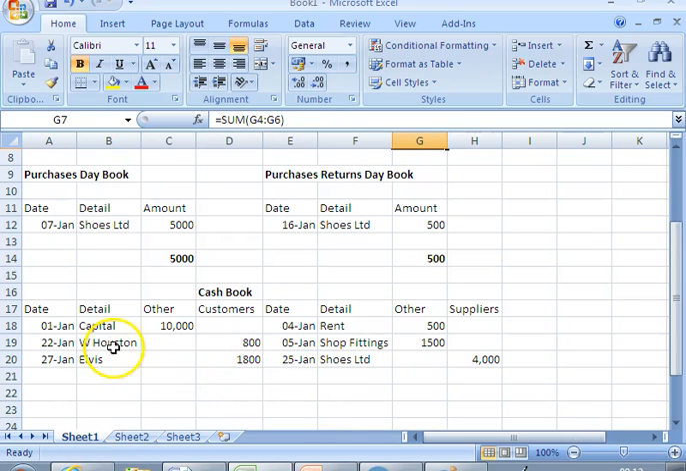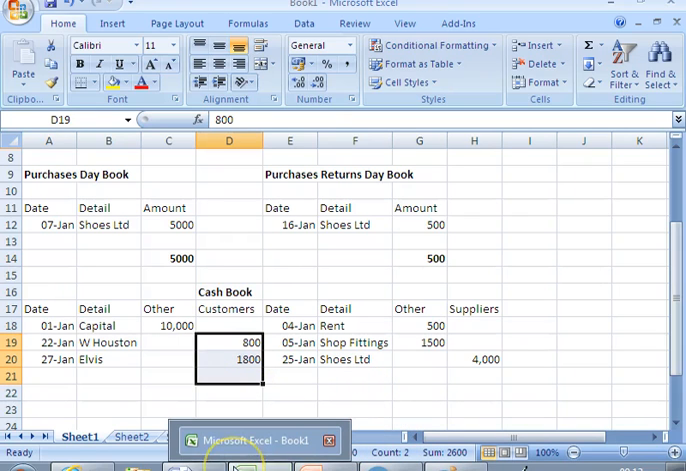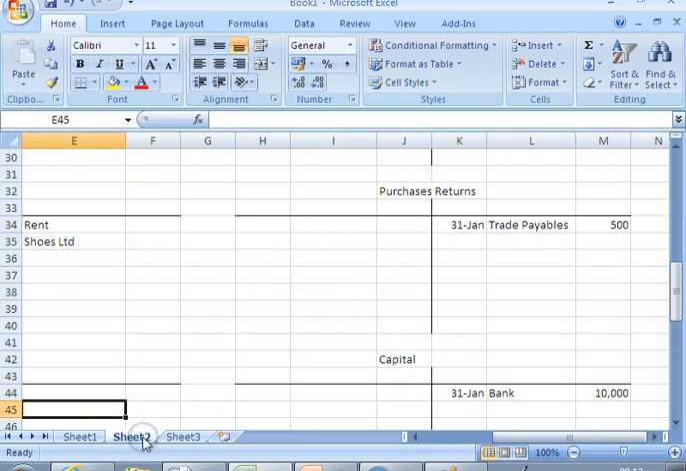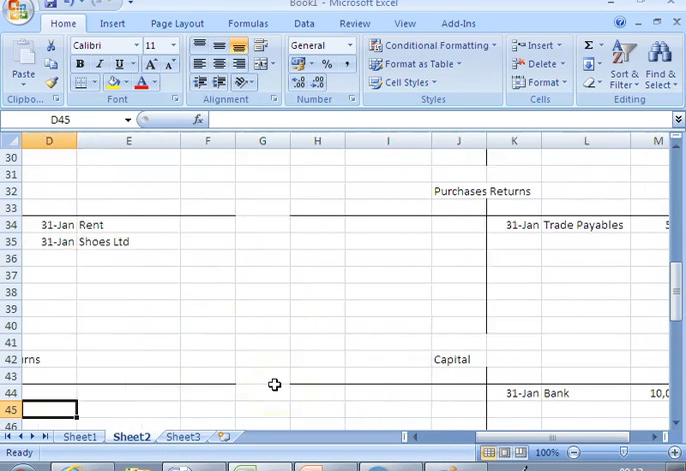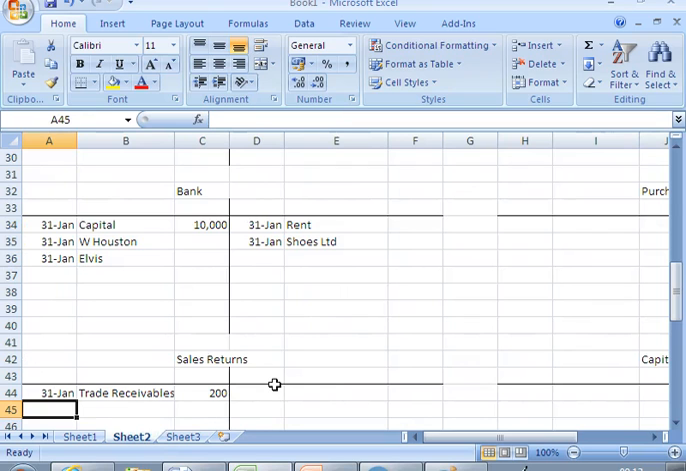We have money received from our trade receivables, and that comes to a total of those two together, 2,600. I'll show you later on in terms of balancing these, but for now, just add them up together. It's 2,600. That's the total that's come in from your credit customers.